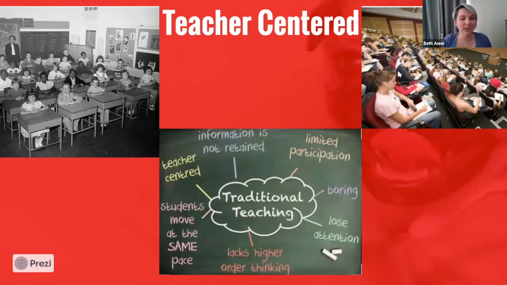So traditional teaching, it's teacher-centered, not a lot of information is retained. There's not a lot of participation from other individuals. People lose attention quickly, right? And we're expecting students to all move at the same pace, which is not typically what most students can do. You have different students who are at different levels and they come from different backgrounds, right? They all don't do math at the same level, I've found, right? So we have to expect their learning to be at different levels.